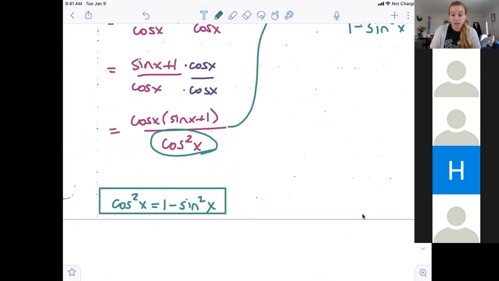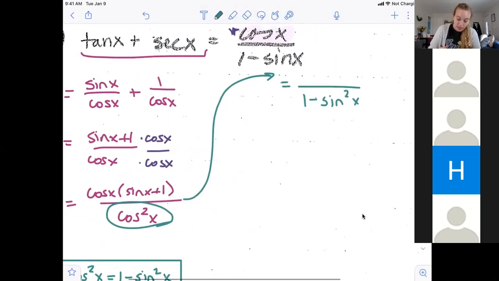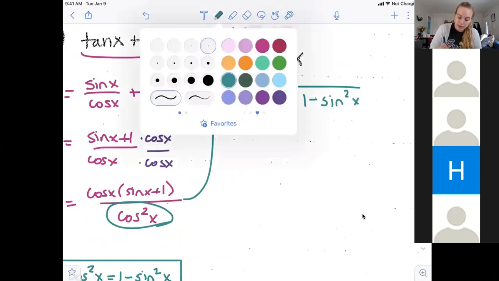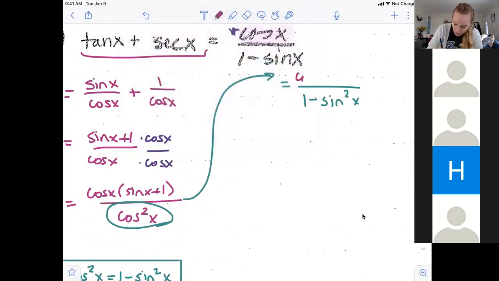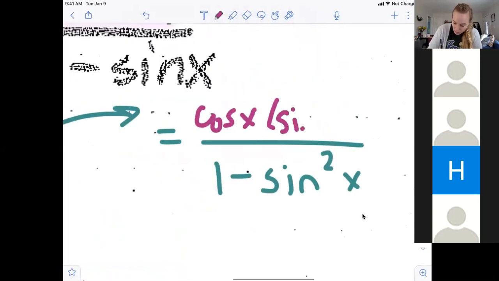If it is not, you need to get your identity sheet fixed because this is a statement that we know and we're going to use. It's a tool, it's a puzzle piece. So I replace cosine squared x with 1 minus sine squared x, and I'm going to keep my numerator the same. I've got cosine of x times sine x plus 1.